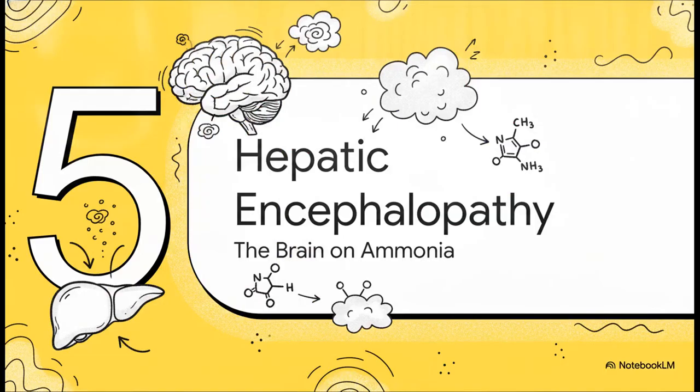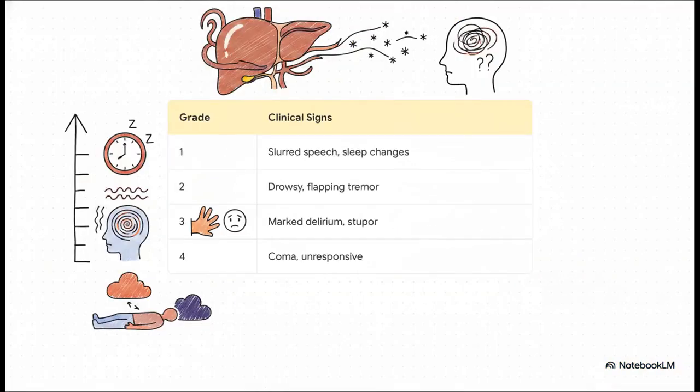Moving to Section 5, Grading Hepatic Encephalopathy, the brain on ammonia. So we're shifting gears from the abdomen up to the brain. When the liver fails and blood is shunted around it, gut-derived neurotoxins, mainly nitrogenous substances like ammonia, completely bypass the liver's filtration and enter the systemic circulation, eventually poisoning the brain. This table is a perfect mental flashcard showing how this progressive buildup systematically shuts down cognition.